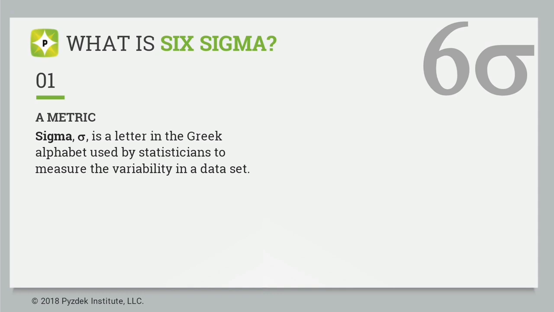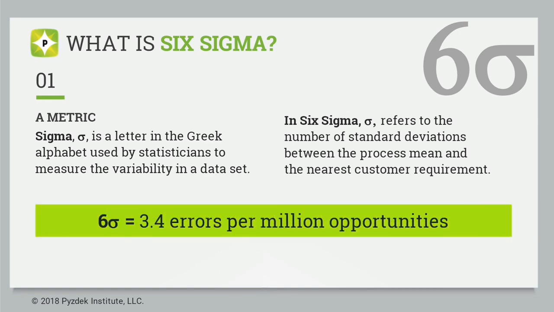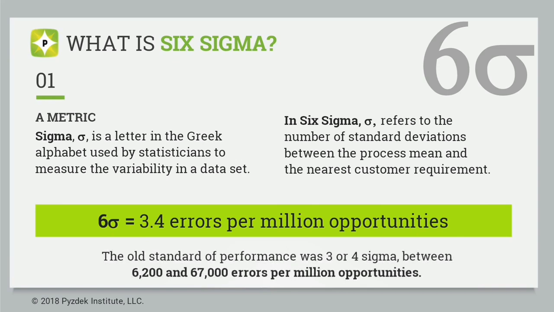Six Sigma measures the process variability by how many sigmas there are between the process mean and the nearest customer requirement. The goal of Six Sigma is a process with only 3.4 errors per million opportunities. Prior to Six Sigma, world-class performance allowed many thousands of errors per million opportunities.